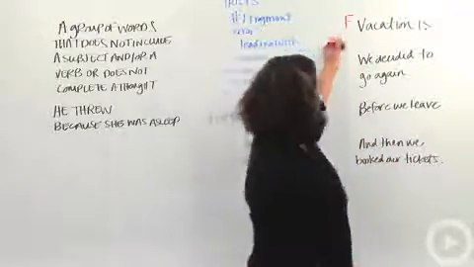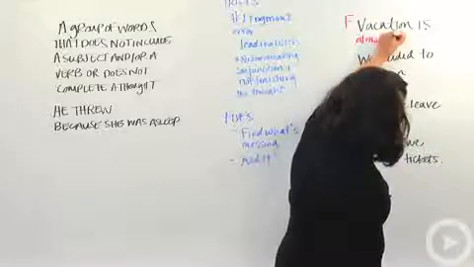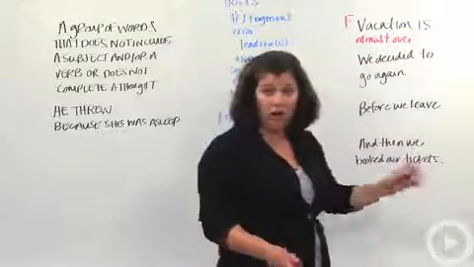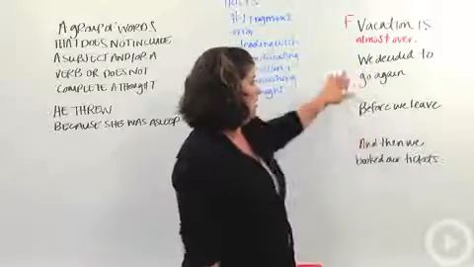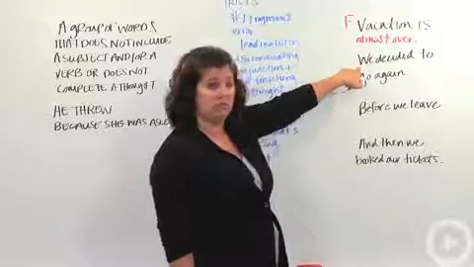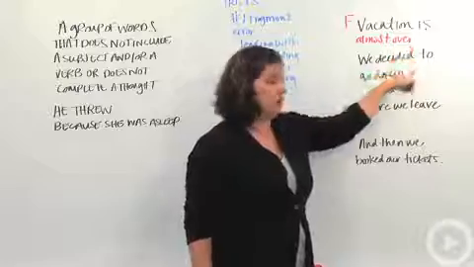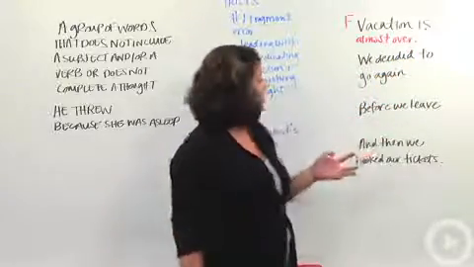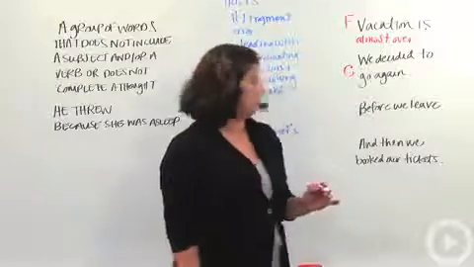Vacation is almost over. A depressing thought, I know. But now it's complete and we've turned this into a complete sentence. What about "we decided to go again"? We've got a subject with we, has decided, so we've got that verb, and then it completes the thought by telling us what they've decided to do, to go again. So here we've got a complete sentence.